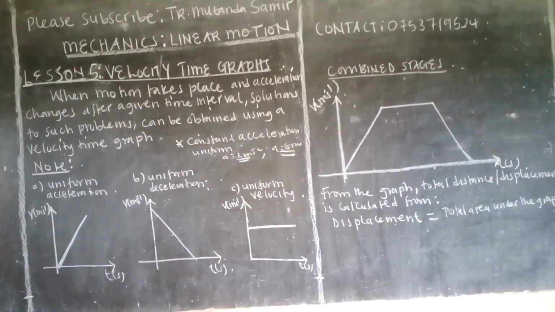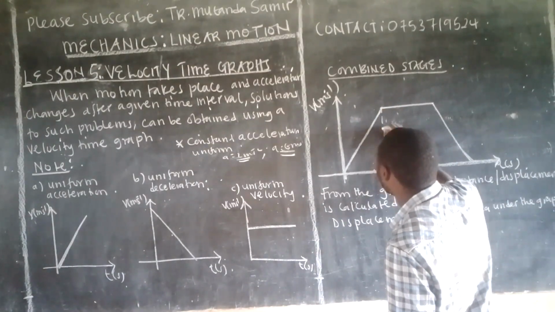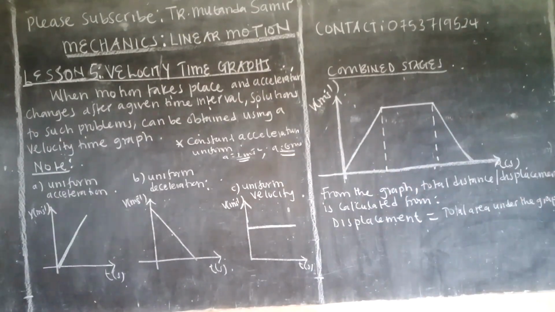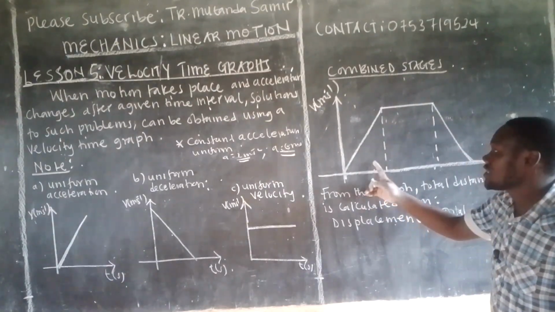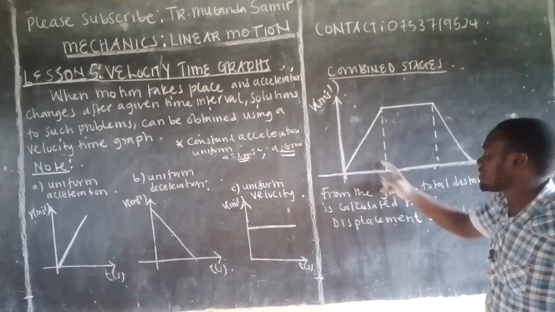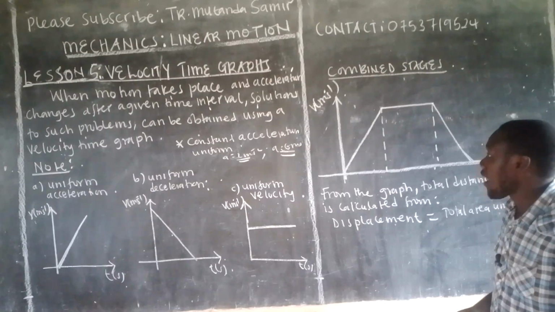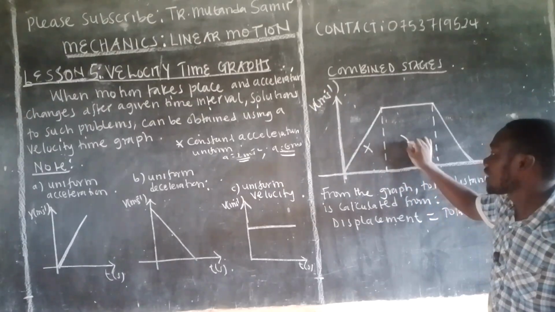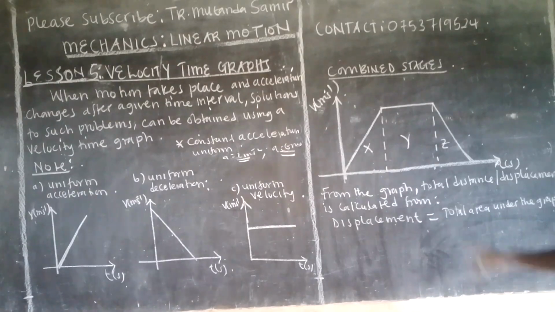When you combine the stages of those motions, you can also divide them and split them down into stages. When you split them, what do you see? Which shape is this from here up to here? Which shape is this from here up to here? Which shape is this from here up to there? Realize that this one is a triangle, a rectangle, and a triangle. We shall call this X, this Y, and that Z.